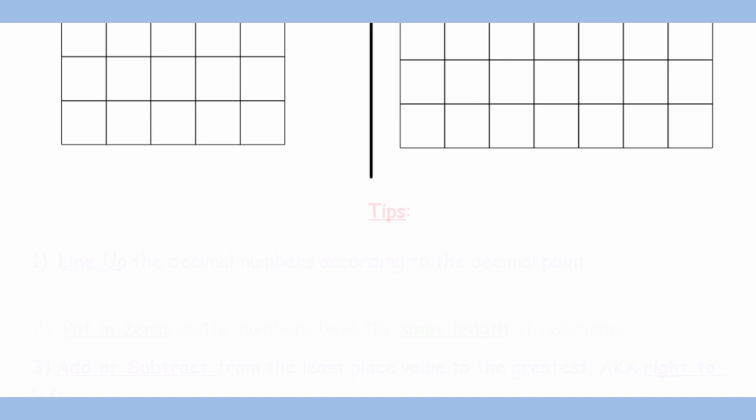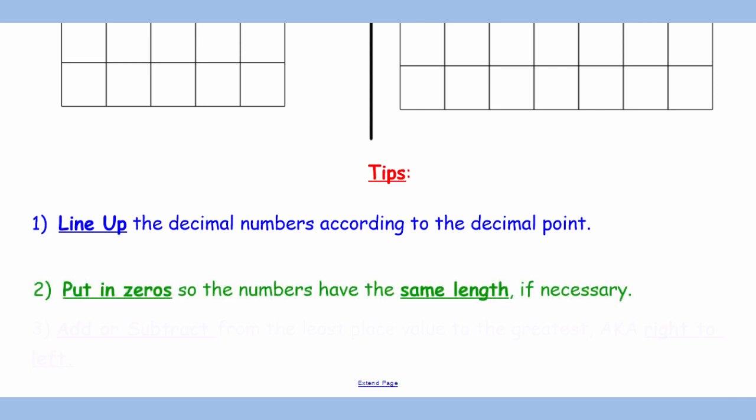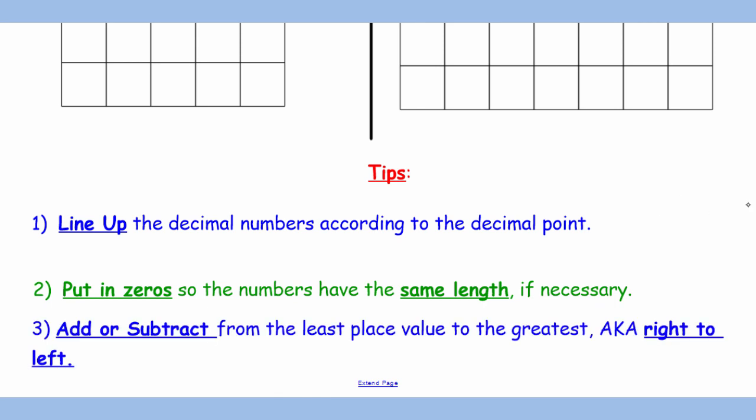279/1000ths. Okay, let's go over some tips on how to add and subtract decimals. The first thing you should do is to line up the decimal numbers according to the decimal point. That's why using grids is important. The second hint is to put in zeros so numbers have the same length. And the last thing is to add or subtract from the least place value to the greatest, which is basically from right to left. That's it for the lesson.